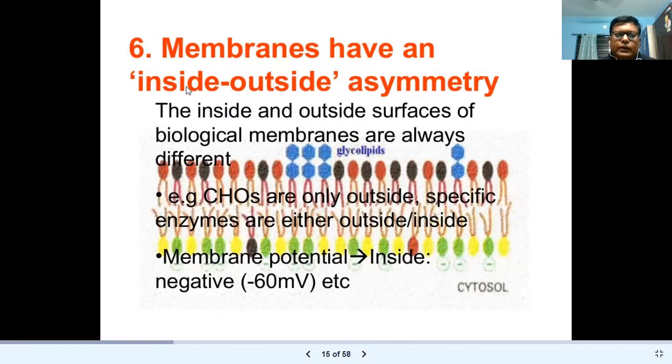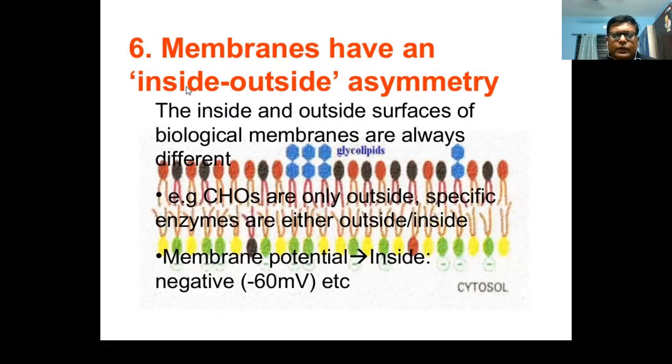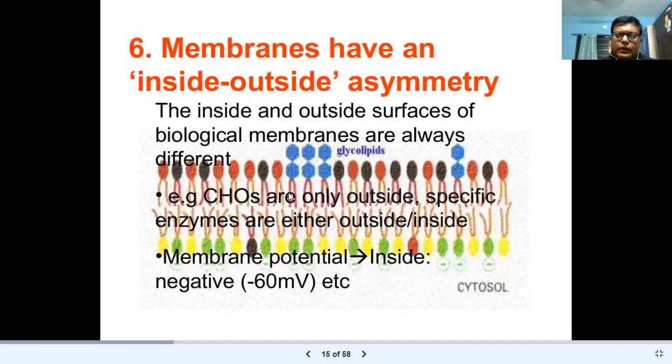So membranes have an inside-outside asymmetry. The inside and outside surfaces of the biological membrane are always different. So it will give rise to what? It will give rise to a potential difference or gradient that will help in different types of physiological phenomena like action potential.